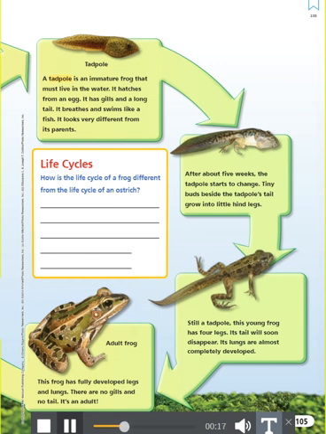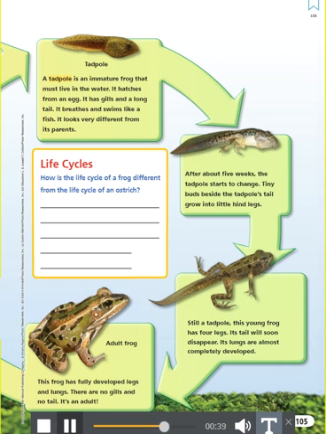After about 5 weeks, the tadpole starts to change. Tiny buds beside the tadpole's tail grow into little hind legs. Still a tadpole, this young frog has 4 legs. Its tail will soon disappear. Its lungs are almost completely developed.